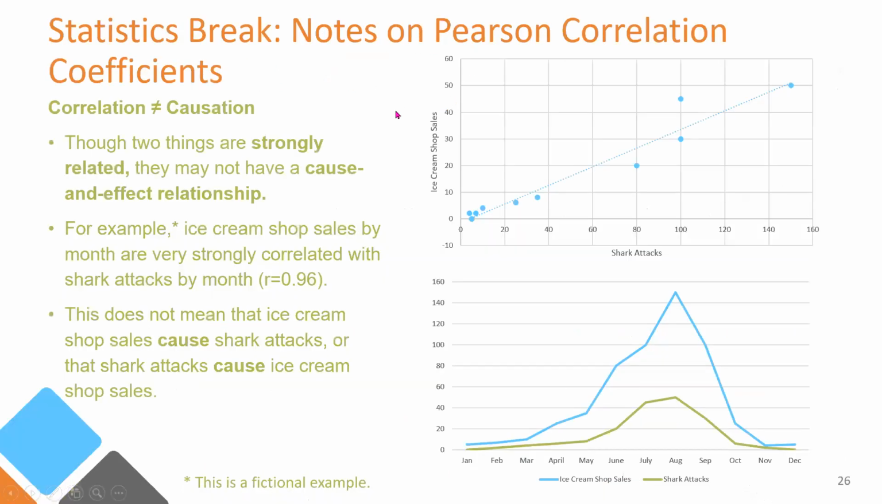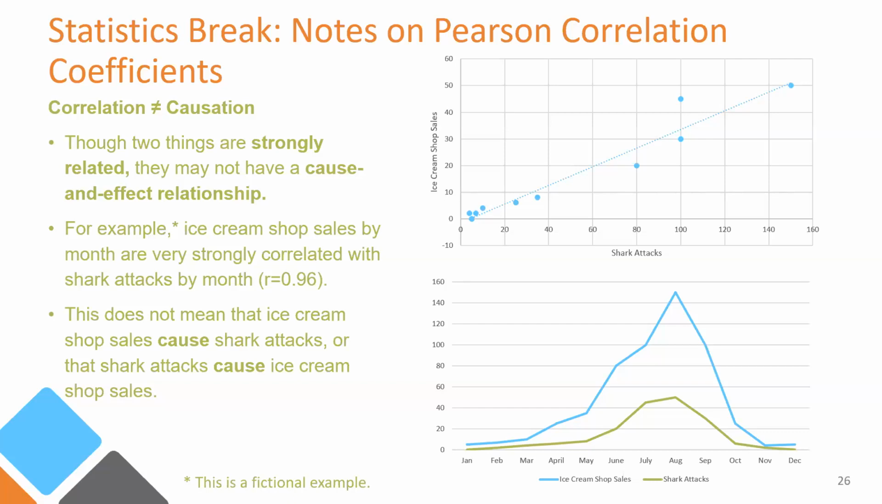So next slide, please. Those were our findings of that analysis, but now let's go over a little bit about Pearson correlation coefficients in general, and then we'll get into how to use them with this dashboard. If you have ever taken a statistics class, you've probably heard the phrase, correlation is not equal to causation. That just means that though two things might be strongly related, they might not have a cause and effect relationship.